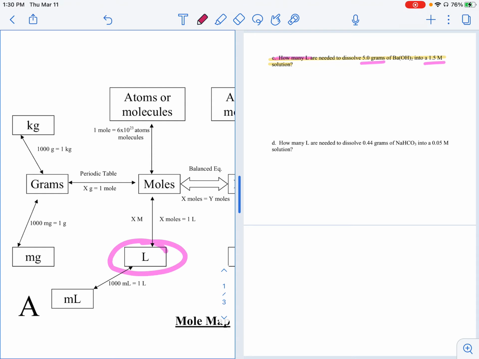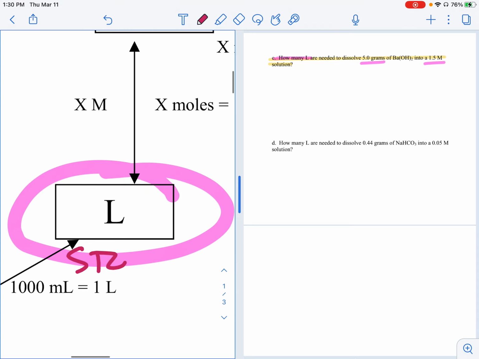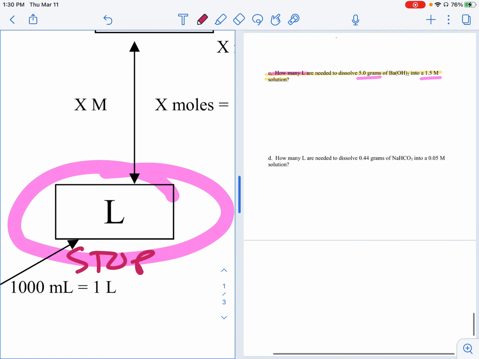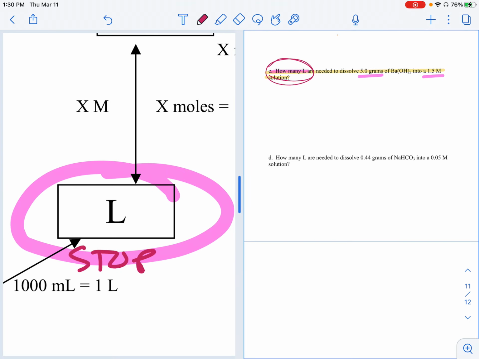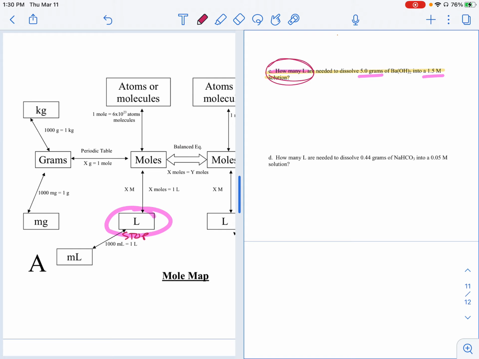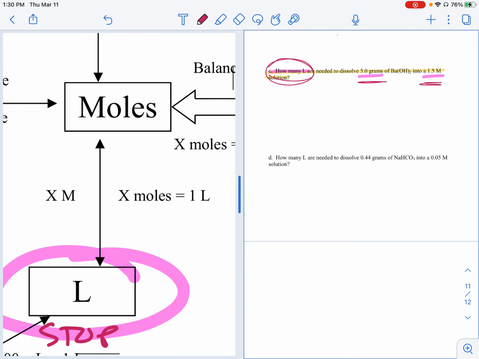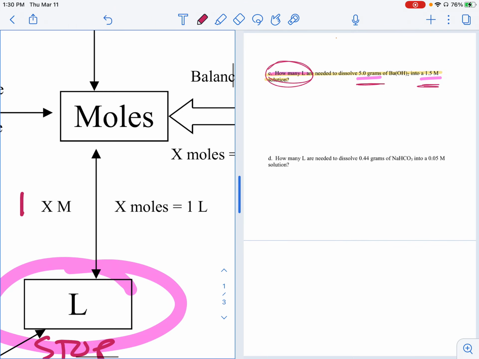This is what I want. Okay, this is where I'm stopping. And how do I know that? Because it says how many liters. So that's what I want. It gives me grams. It gives me molarity. Well, all molarity does for me is this: 1.5 moles, 1 liter.